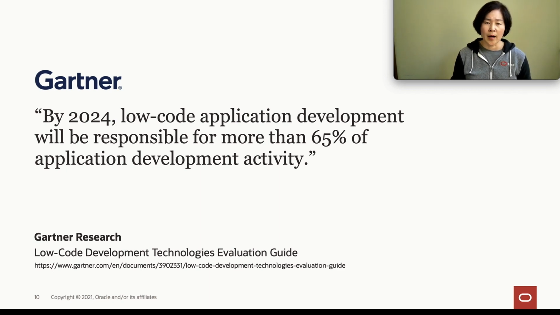Gartner says by 2024, low-code development will be responsible for more than 65% of application development. This means more than half of application development will be built using low-code in the near future. So why would people want to do this? Gartner predicts a great percentage. And why would you want to use low-code?